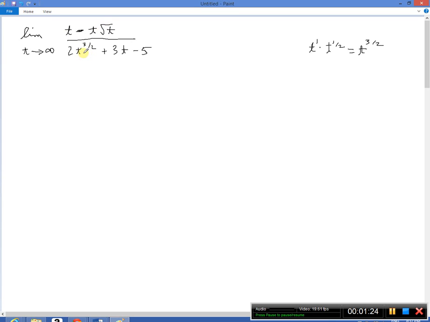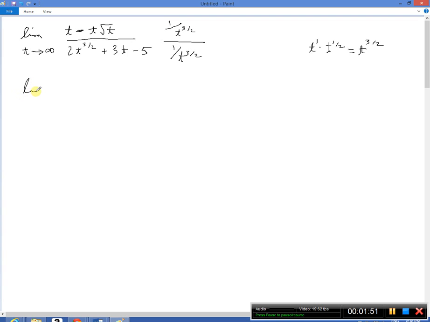The denominator, on the other hand, is getting big, big, big. It's going off to positive infinity. So you're going to have a negative infinity over positive infinity, which is bad news. We can't tell what's going on. But we have a trick, which is to multiply top and bottom by 1 over the highest power of t. So that would be 1 over t to the 3/2 power. So you're going to multiply top and bottom by 1 over t to the 3/2.